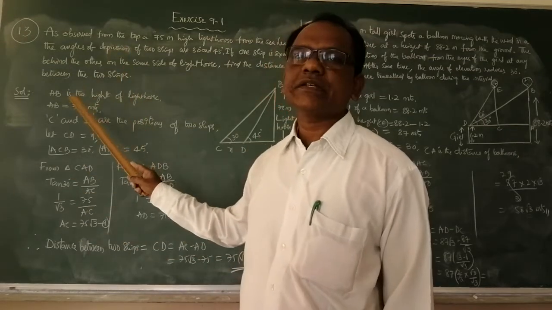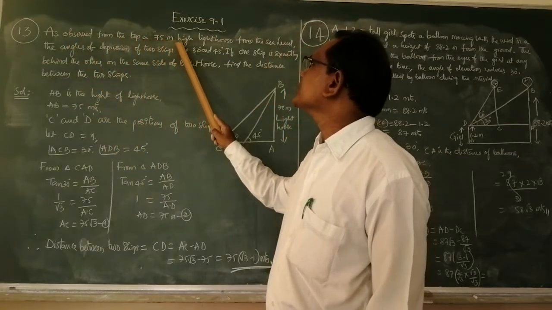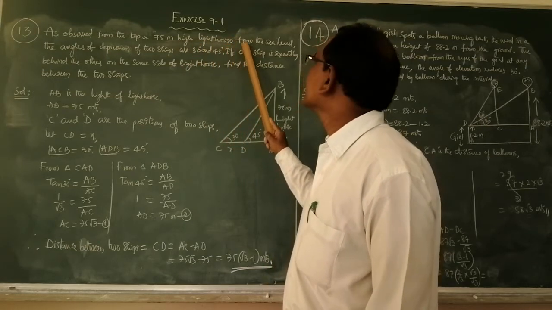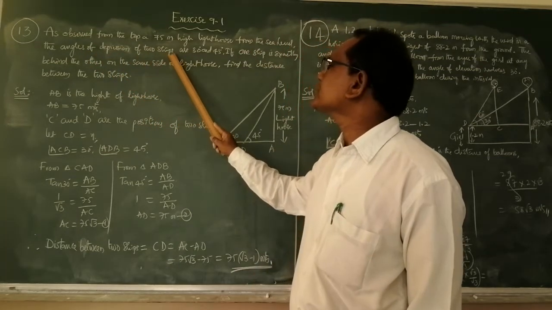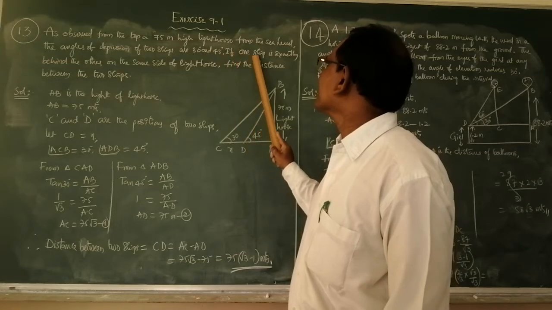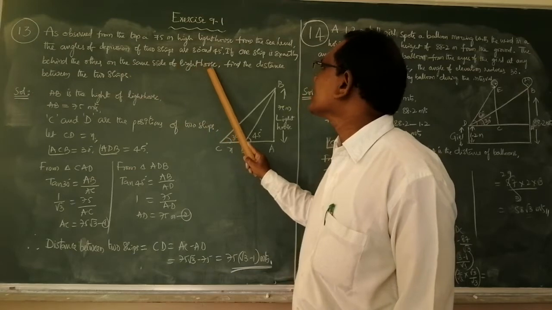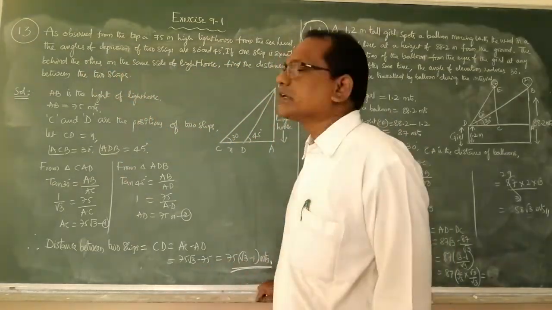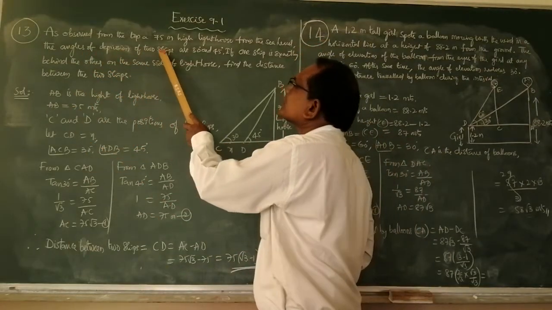So here, the 13th sum: as observed from the top of a 75 meters high lighthouse from the sea level, the angles of depression of two ships are 30 degrees and 45 degrees. If one ship is exactly behind the other on the same side of the lighthouse, find the distance between the two ships.